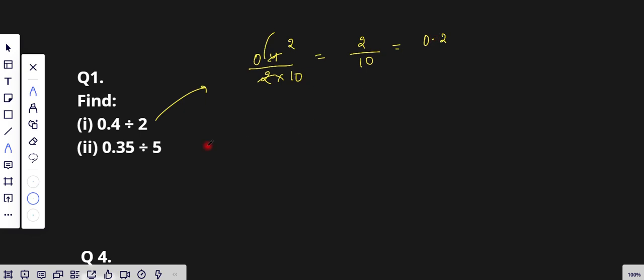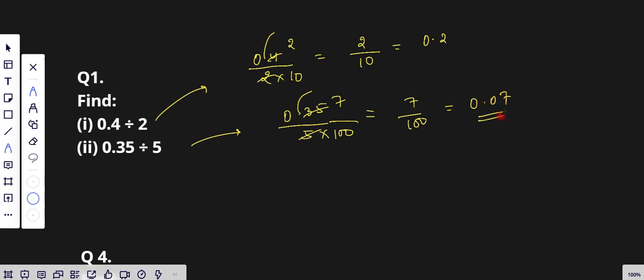Like in this example, this is 0.35, so 0.35 divided by 5 can be written as, remove this decimal and put 100 in the denominator. Now you all know that 5 sevens are 35, right? So you have 7 divided by 100. Now count the number of zeros. Two zeros are in the denominator, so you need to write this as 0.07, right? For that you need to put a 0 before 7 and then you put a decimal.